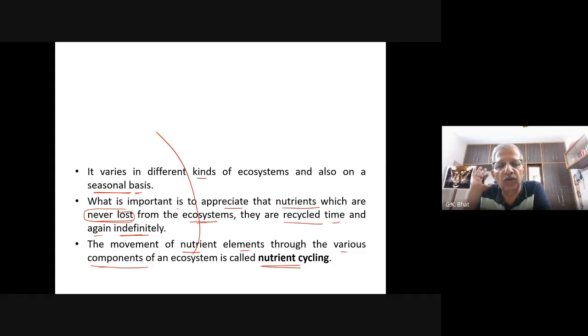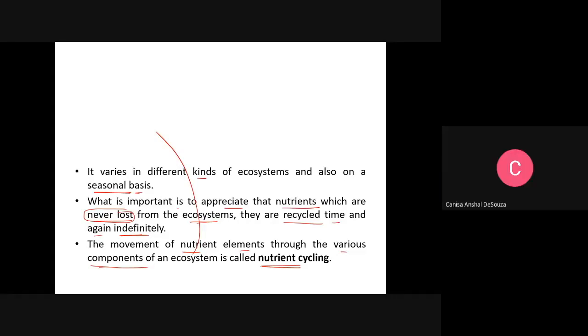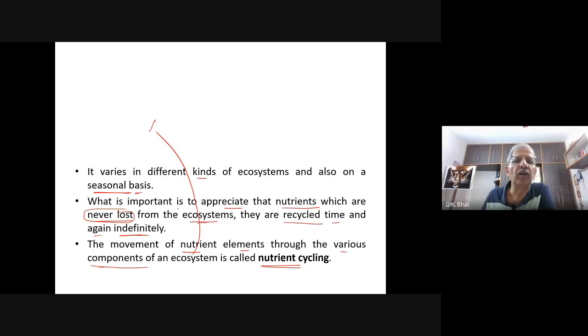Major components of an ecosystem: biotic and abiotic. So what you see now is your nutrient cycles between biotic and abiotic. This cycle is also called biotic bio, abiotic geo.